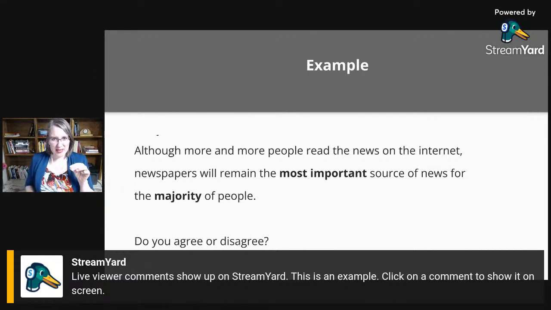Most important. So that's key in thinking about what do we agree? Do we disagree? So newspapers, most important. Okay. For the majority of people. So that's what we're agreeing or disagreeing with. And as we're thinking about the scope of our essay, that's what we're going to be considering.